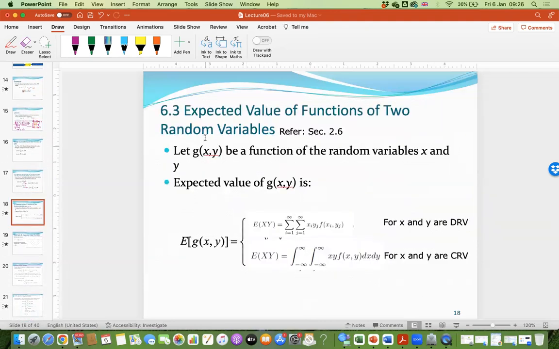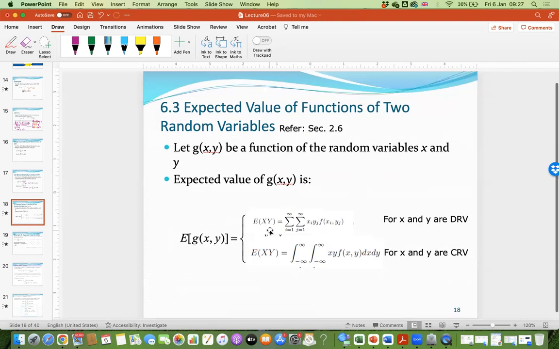So next we go to expected value. Expected value is mean. For expected value, the difference is actually you just add an extra xy in front of it. Let's say you would like to get the mean of the joint probability distribution, you need to multiply by xy. I'll give you an example later.